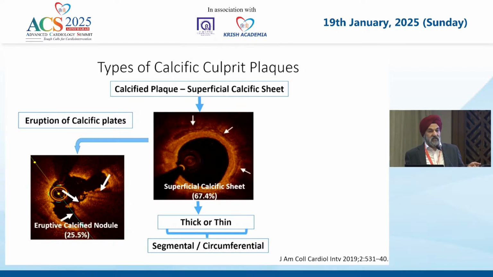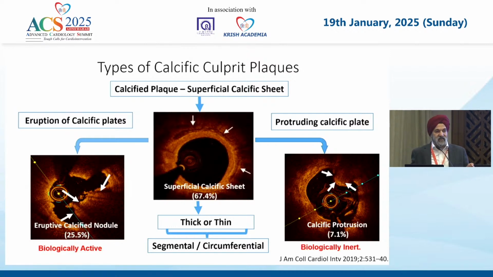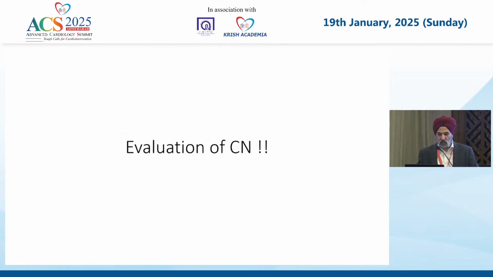This is a biologically active nodule. It accounts for 25% of the nodules of the calcified plates which we see. Whereas a nodule which is just protruding from the media into the surface of the vessel is smooth, absolutely smooth. There is no jaggedness or irregularity over its surface. It accounts for about 7% of the total nodules seen. And this is biologically inert. It does nothing at all.